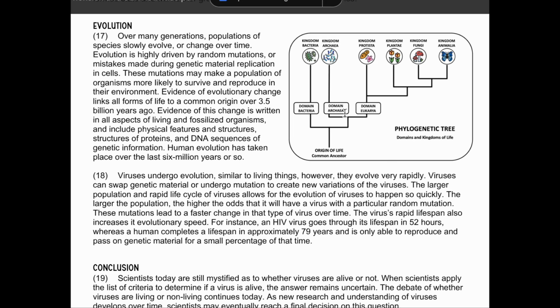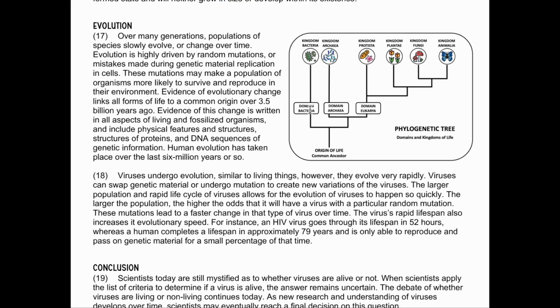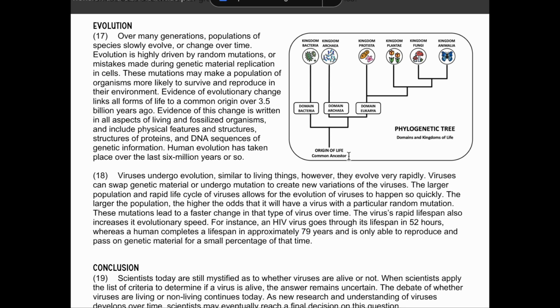Here is a phylogenetic tree, the domains and the kingdoms. So kingdom Animalia, kingdom Fungi, kingdom Plantae, kingdom Protista, kingdom Archaea, kingdom Bacteria. These four kingdoms are under the domain of Eukarya. This kingdom is domain Archaea. This kingdom is domain Bacteria, and all of these are under the origin of life, our common ancestor.